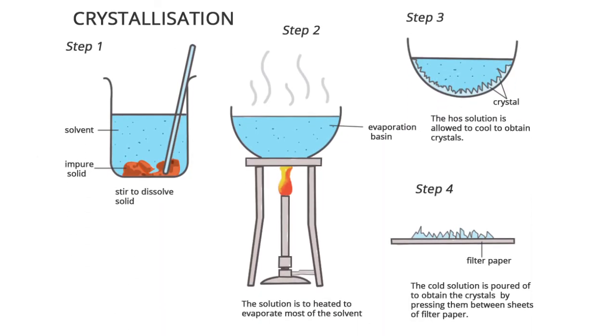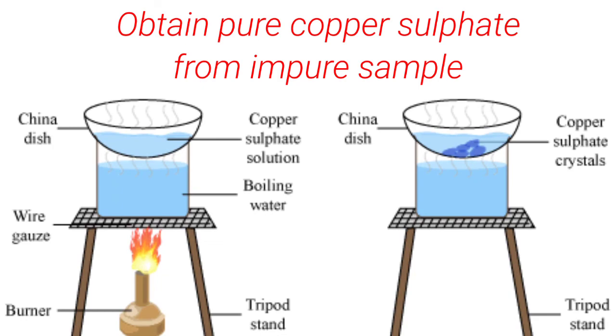Next method is crystallization. It is used to purify solids. It is a process that separates a pure solid in the form of its crystals from solution. Example, obtaining pure copper sulfate from an impure sample.